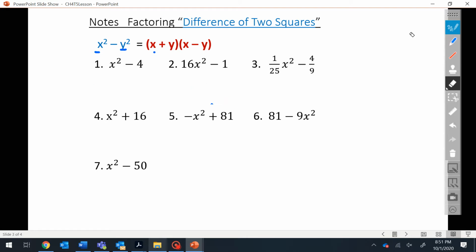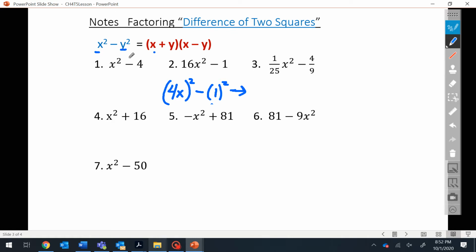So let's look at number 2. So number 2, 16x squared minus 1. So 16x squared, that's just 4x squared, because 4 squared is 16 and x squared is x squared. Minus 1, so 1 is also a perfect square, it's 1 squared. So here we have the difference of squares.